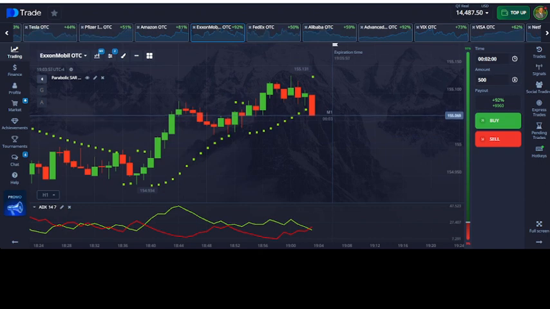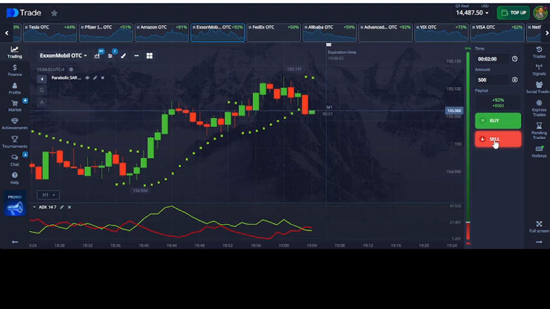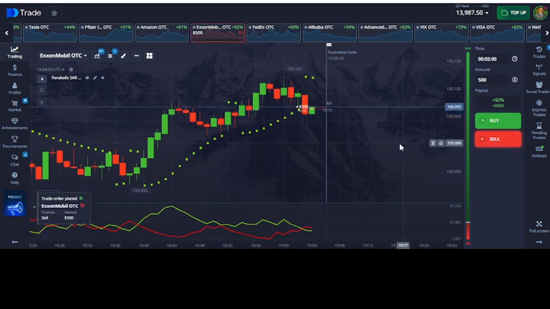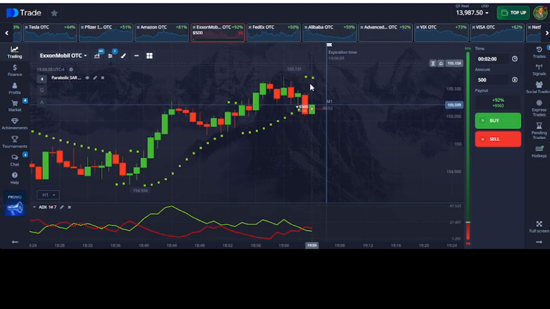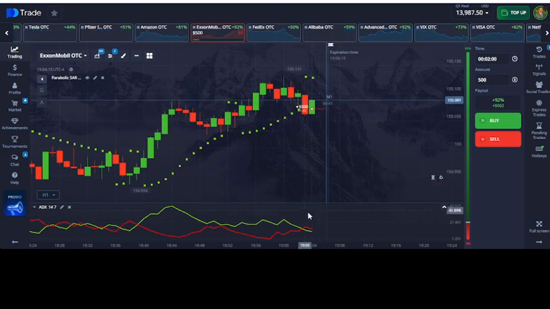Okay, so I'm on Exxon Mobil and I'm going to go ahead and take a sell trade here. All right, so I just took a put trade, and the reason why I took the put trade is the parabolic SAR dots have begun to print above the candles here, indicating a bearish reversal starting here. In addition to that, the minus ADX line crosses the green positive ADX line here in an upward direction.